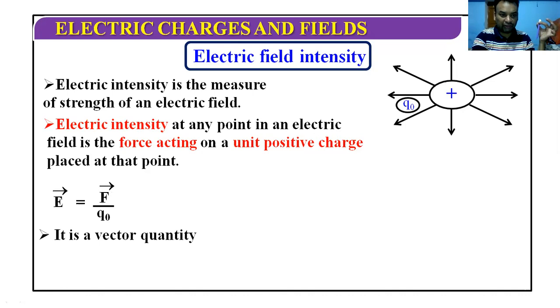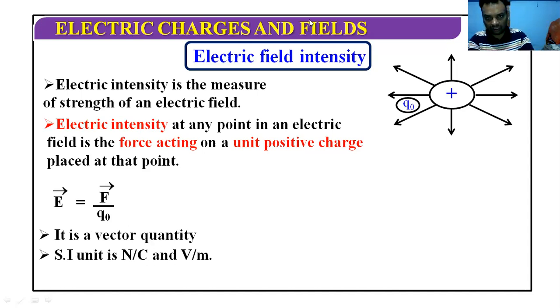Because force is a vector quantity and charge is a scalar, a vector divided by a scalar gives us a vector. So electric field intensity is a vector quantity. SI unit, the international system of units: force is in Newton, charge is in Coulomb. So Newton per Coulomb. There is one more unit of electric field. There is one more formula. I will try to write that formula.